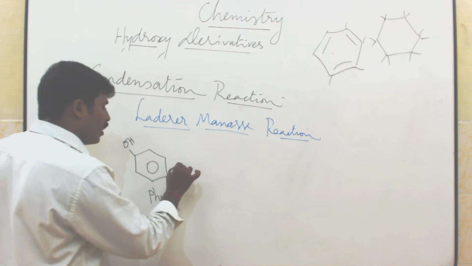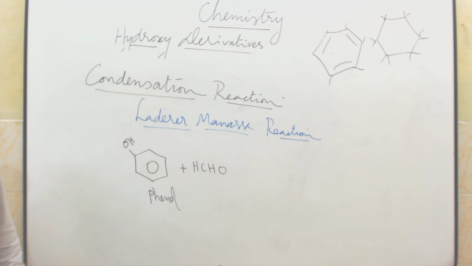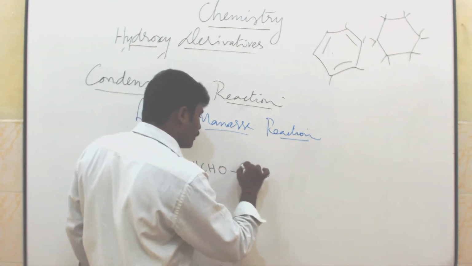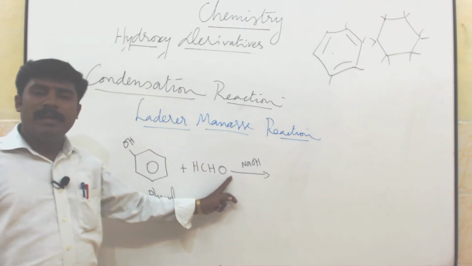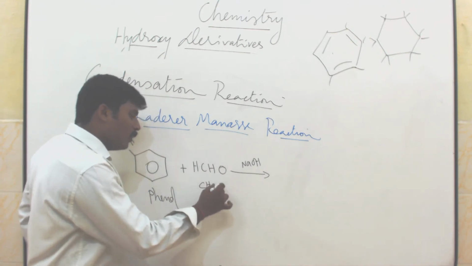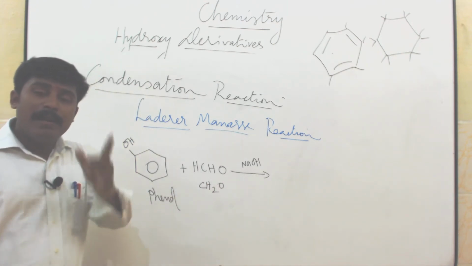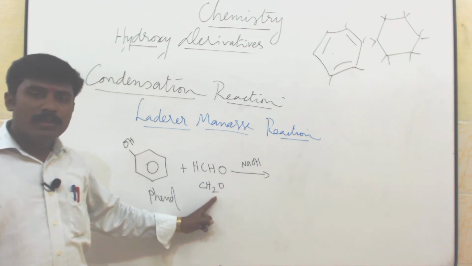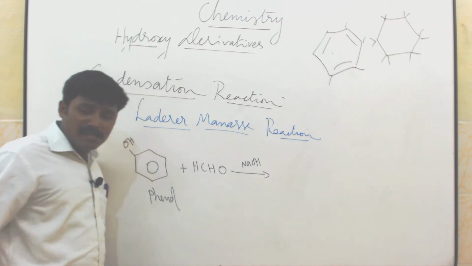It reacts with formaldehyde, HCHO. The reaction takes place in the presence of the base NaOH. HCHO is formaldehyde. You can write it like this also: one carbon, two hydrogen atoms, one O. Formaldehyde HCHO, but you can write it as CH2O also. Clear? Okay.